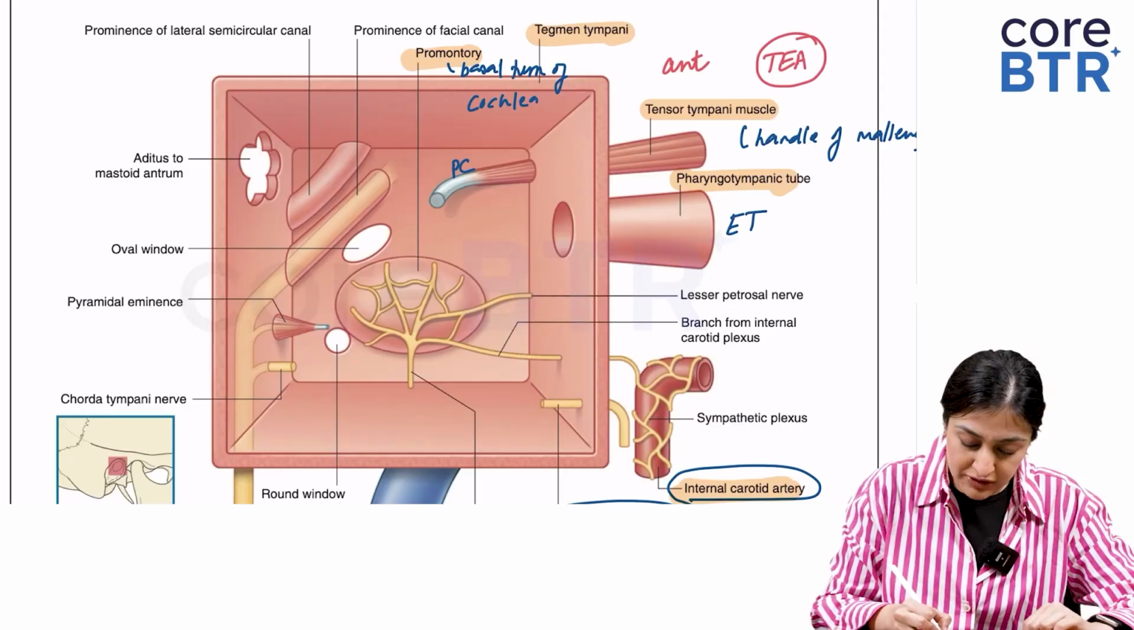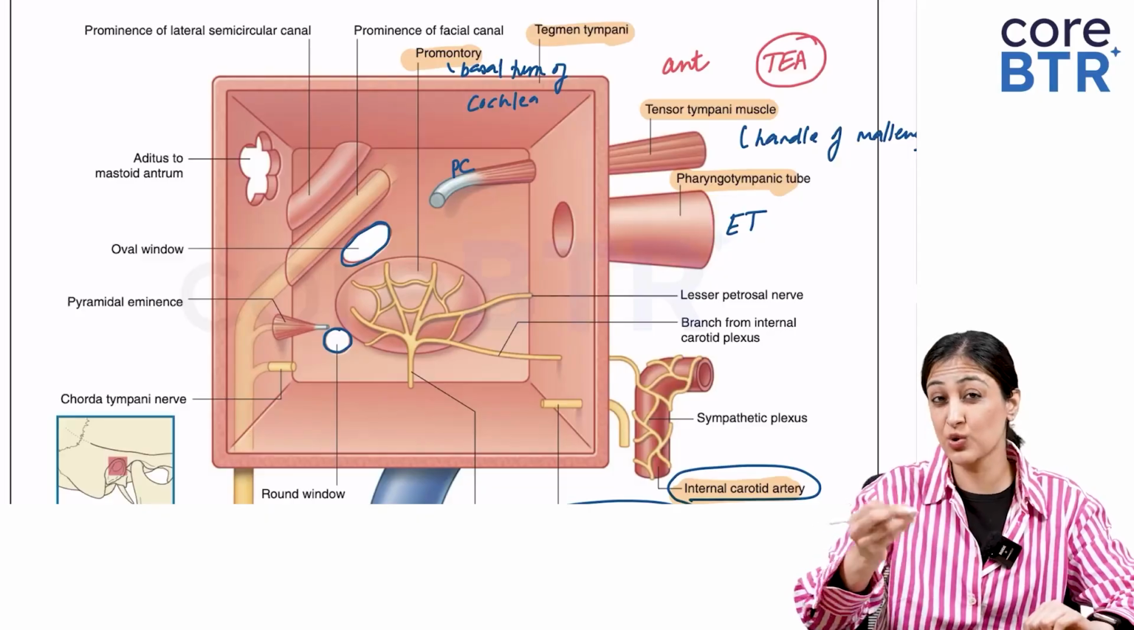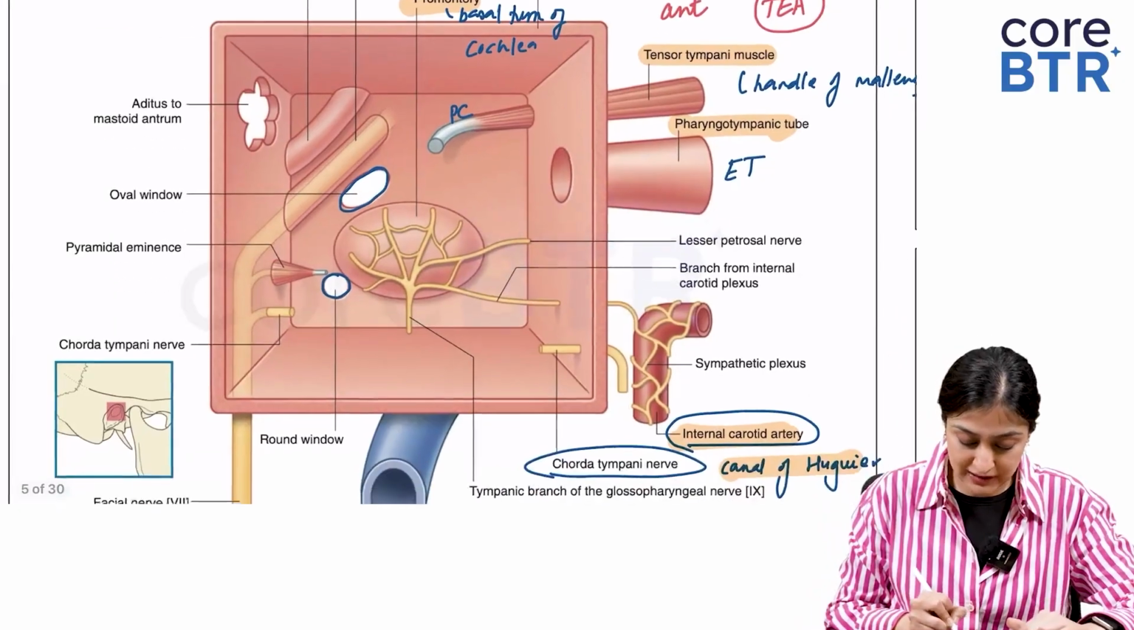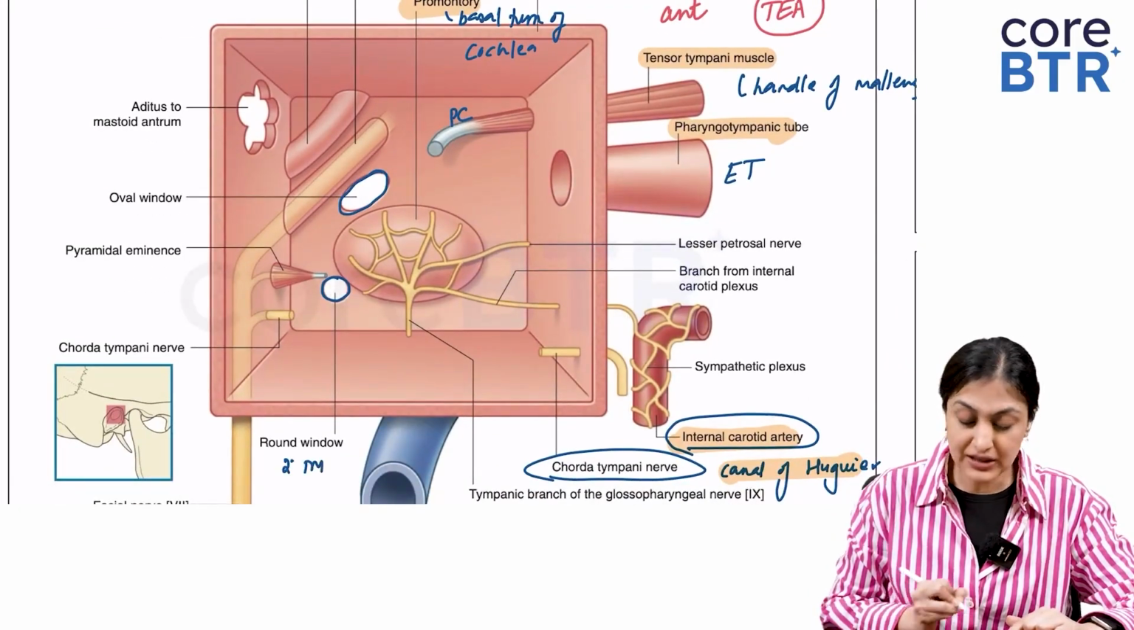So the oval window is covered by the stapes, and this is our round window, which is also called the secondary tympanic membrane because it's covered by a membrane, right? So I have the oval window and I have the round window.